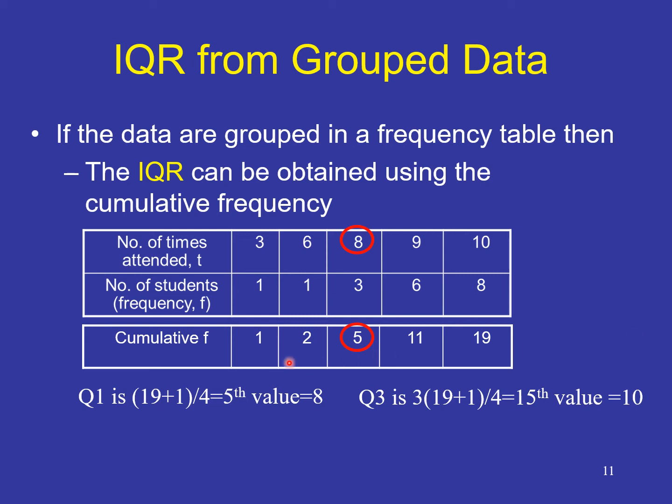So again, going along our bottom row, the 5th person was there. So the 6th, 7th, 8th, 9th, 10th, and 11th people are there. The 12th, 13th, 14th, 15th, 16th, etc. people are in this group. So therefore, the 15th person is in that group, and that has a value of 10. So our upper quartile is 10. So the interquartile range is 10 take away 8, which is 2.